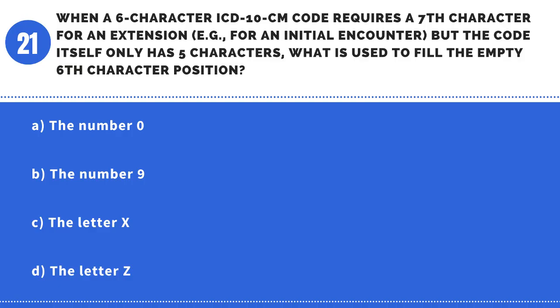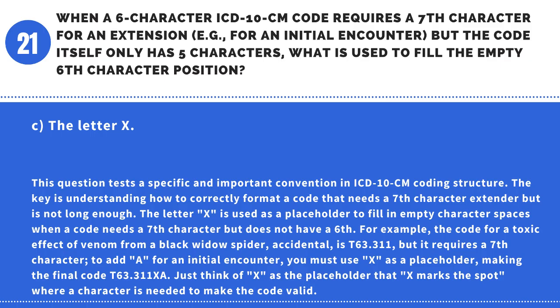Question 21. When a 6-character ICD-10-CM code requires a 7th character for an extension, e.g., for an initial encounter, but the code itself only has 5 characters, what is used to fill the empty 6th character position? A. The number 0. B. The number 9. C. The letter X. D. The letter Z. Answer: C. The letter X.